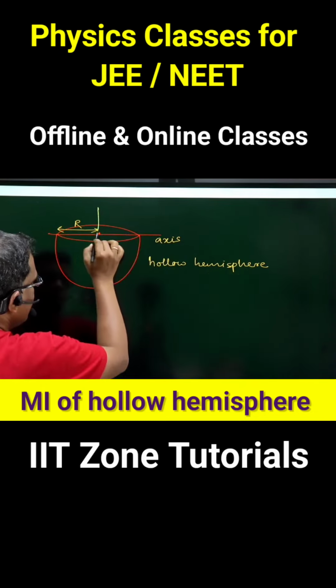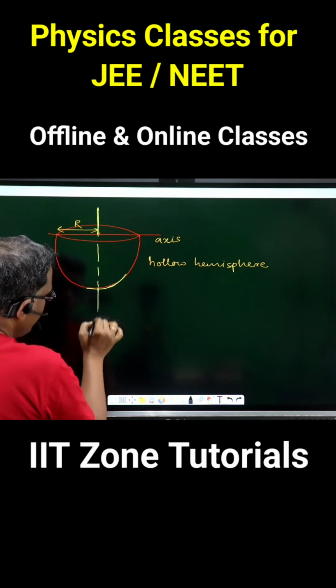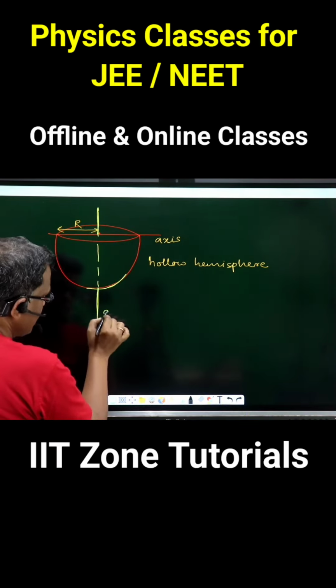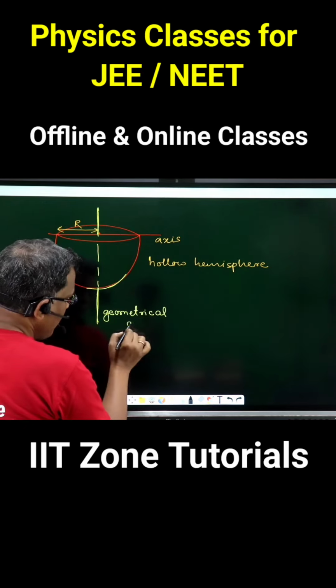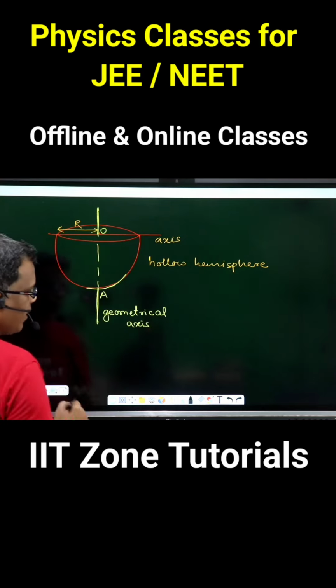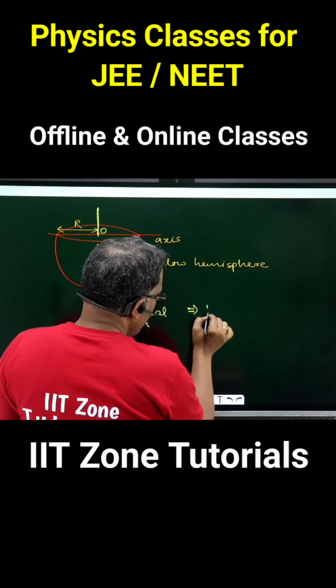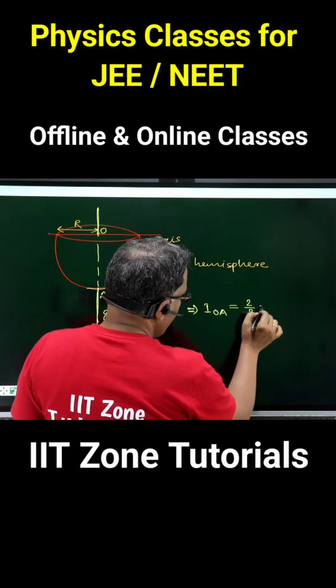If this is the axis of rotation, are you getting it or not? This is the geometrical axis. About this geometrical axis, if I name it OA for example, the MI about this OA axis will definitely be 2/3 MR squared.